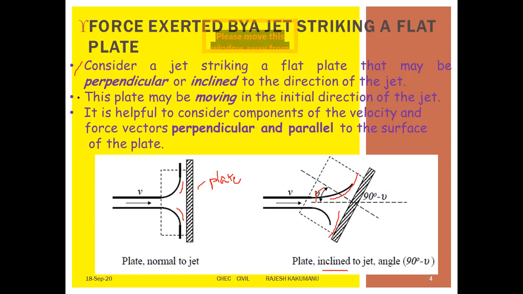Now, the plate may be moving in the initial direction of the jet. From this figure, in the initial case the plate is perpendicularly straight. Here the plate is making an angle. Again, the assumption is the plate may be moving.